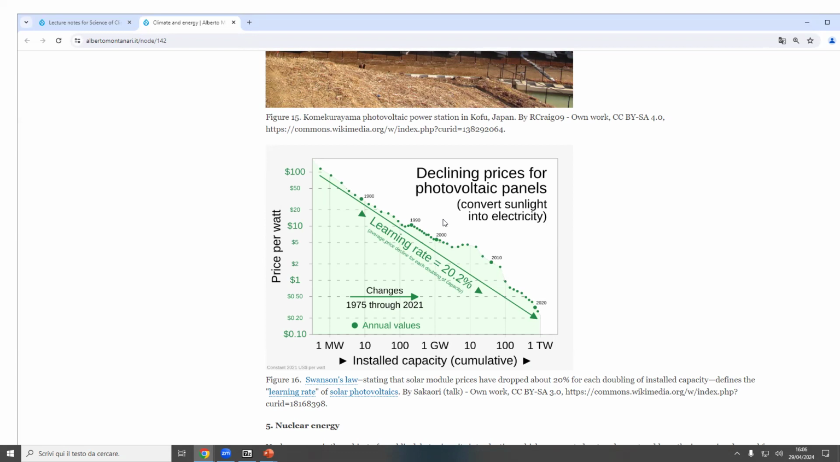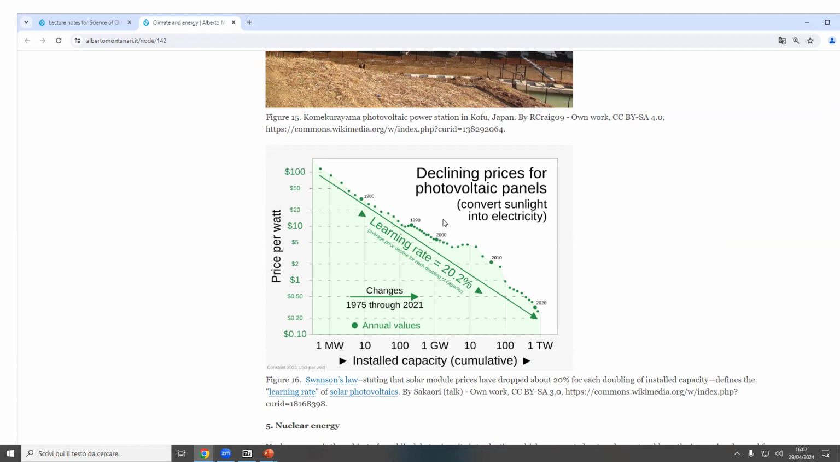It's interesting to observe that the price of photovoltaic panels has been decreasing over a long time, and the reason is that it decreases as we have an increasing installed capacity. Indeed, a study proposed a law stating that solar module prices have dropped about 20% for each doubling of installed capacity. So it's a kind of learning rate, and this law, a 20% drop for each doubling of installed capacity, is called the Swanson law.